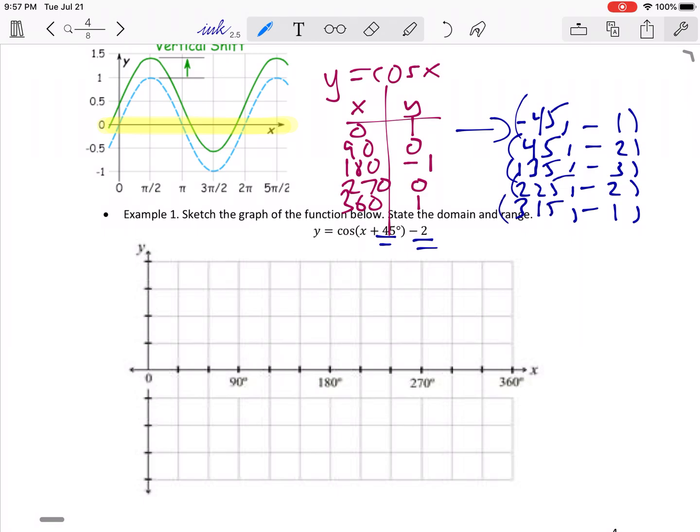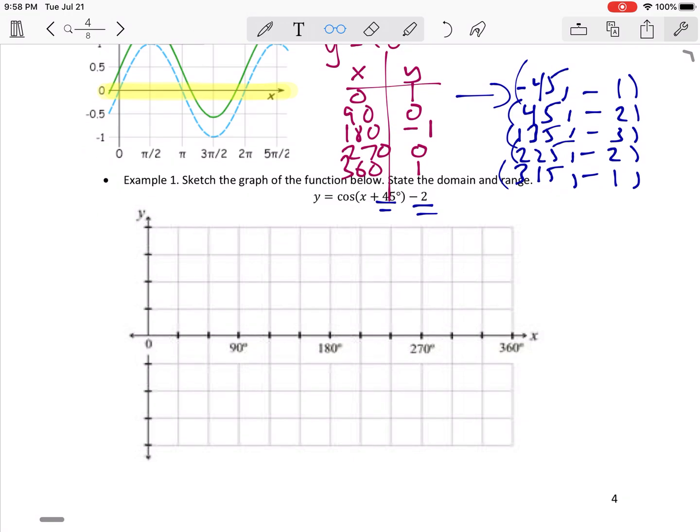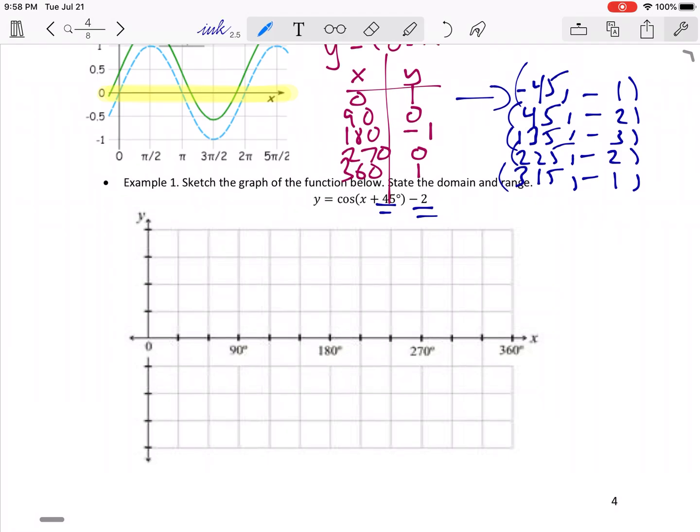Okay, so now what we do is let's put these points on here. So we can extend this a little bit further back. So let's extend this further back here. Okay, we can call this minus 45 over here. Okay, so this we can call this -1, -2, and -3.